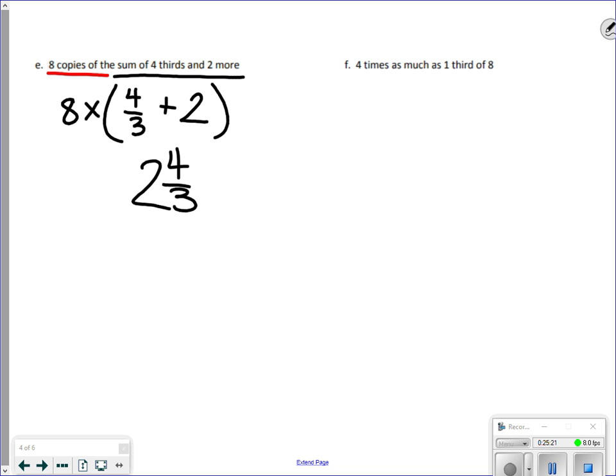I'm leaving it because now I could make this 1 1/3. No. Because then it'll be 1 1/3 plus 2, and then I have 3 1/3. Isn't that still equal to 3 1/3 right there? Yeah. And then I have to try to multiply that by 8, and I'm still going to get the same answer. So 8 times 2 4/3. I guarantee I'm going to get the same answer. Okay?